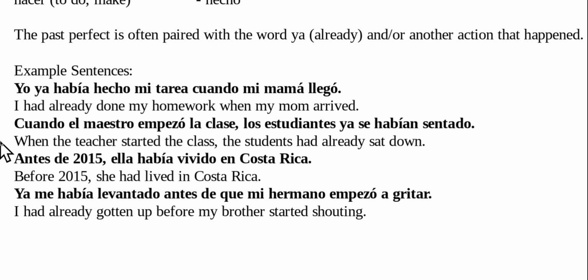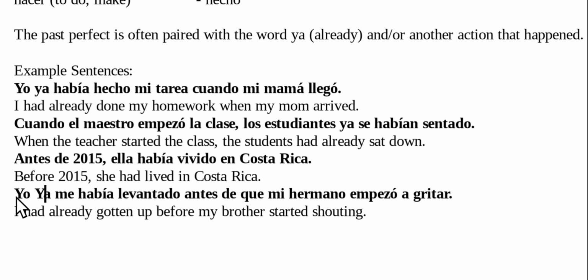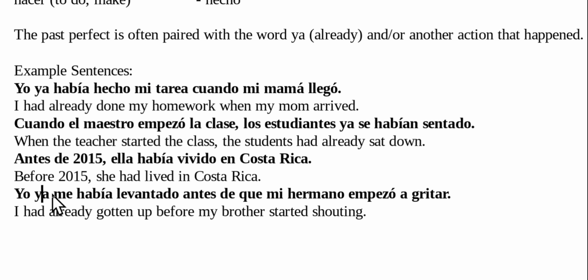Next example is, antes de 2015, ella había vivido en Costa Rica. So before 2015, she had lived in Costa Rica. And the last one, ya me había levantado antes de que mi hermano empezó a gritar. I had already gotten up before my brother started shouting. So this right here was another example of the reflexive verb being paired up with the word already. The verb is levantarse. I put the se in front because it's me, I change it to me. And then I have había and levantado. If I want to put the already in there, it would go before the reflexive pronoun. If I wanted to put the word yo in there, which I can, it would go right here. And I would say yo ya me. It's really long, but yo ya me había levantado, kind of like a mouthful almost.